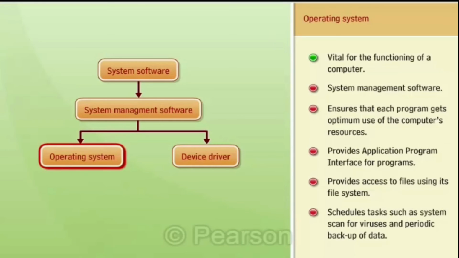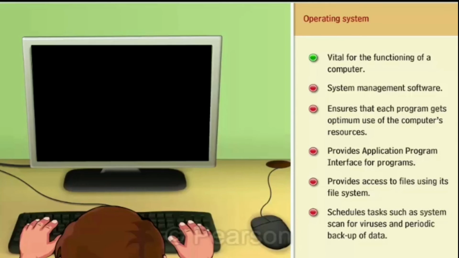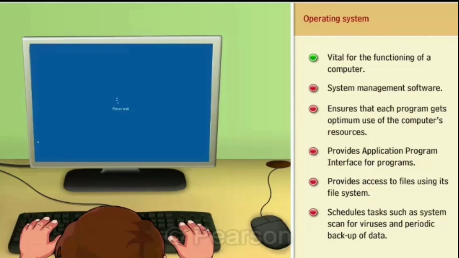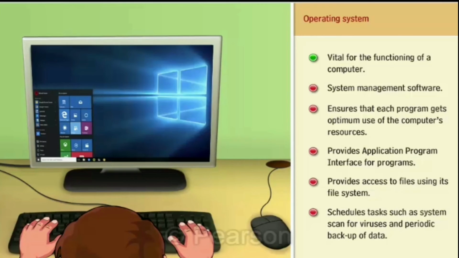The operating system is the pivotal element of system software that allows you to operate the computer. It is activated when the computer is switched on and is the first program loaded onto the memory of the computer. It controls every task your computer carries out and manages both the hardware and software system resources, which is what makes it a system management software.